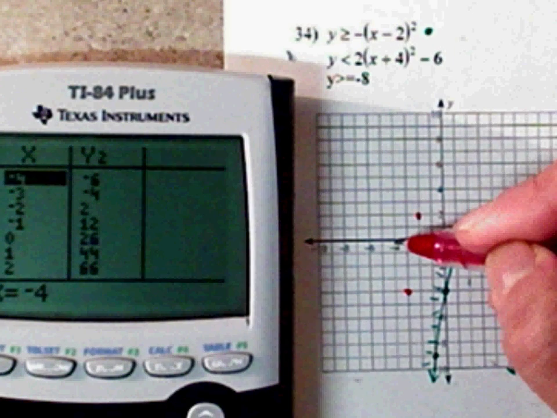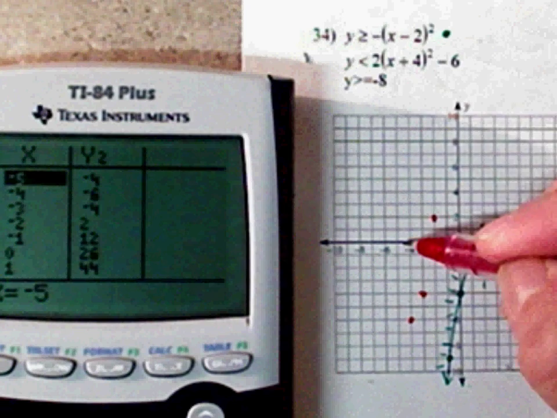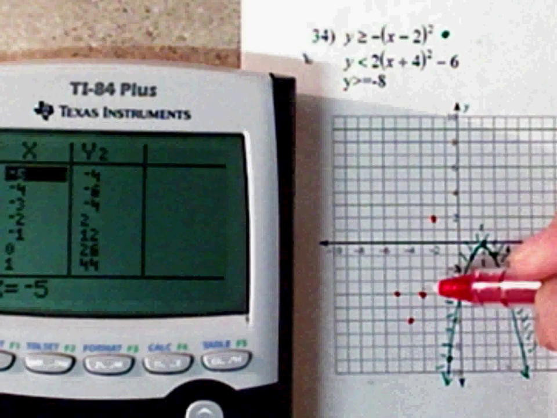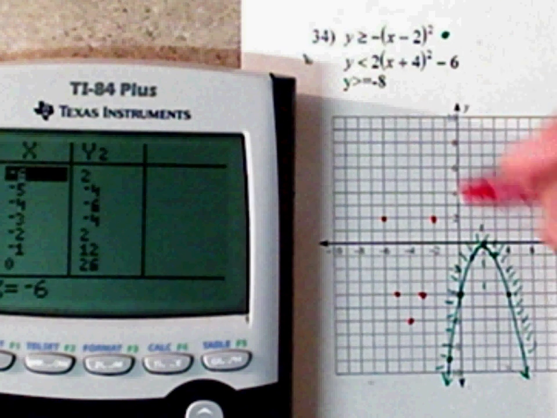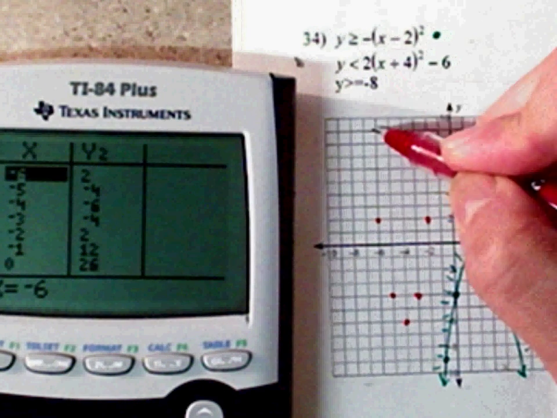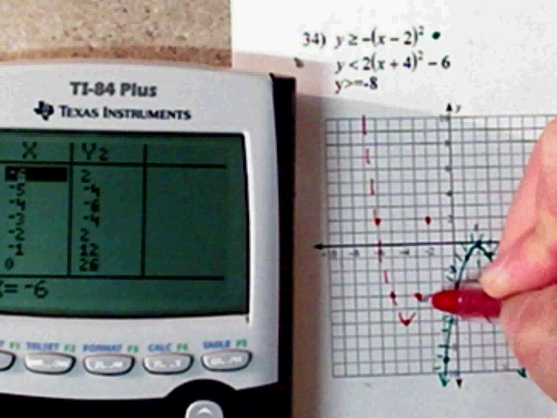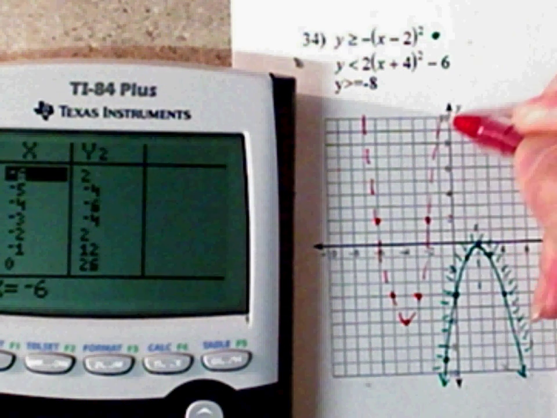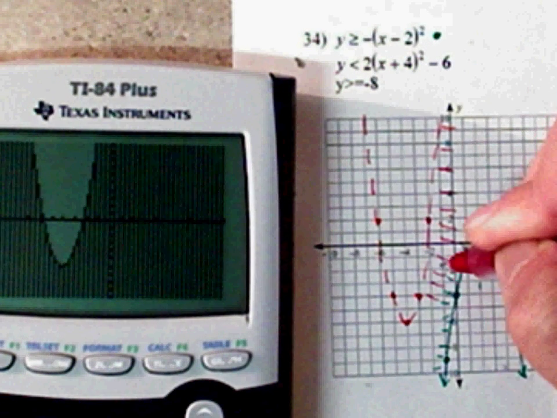-4, -6, -5, -4. You see a pattern taking place, okay? And you just keep going. And then this one does not have an equal, so it's going to be a solid line, not included in your solution. And when you graph, it was everything outside. You kind of see the overlap right here already.